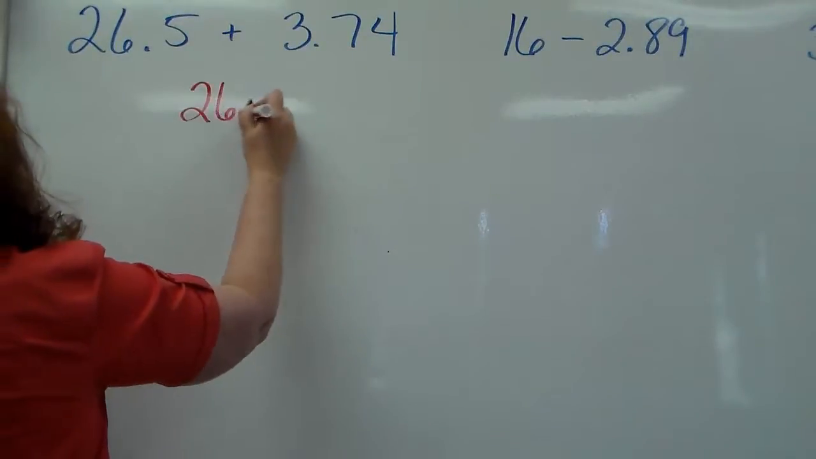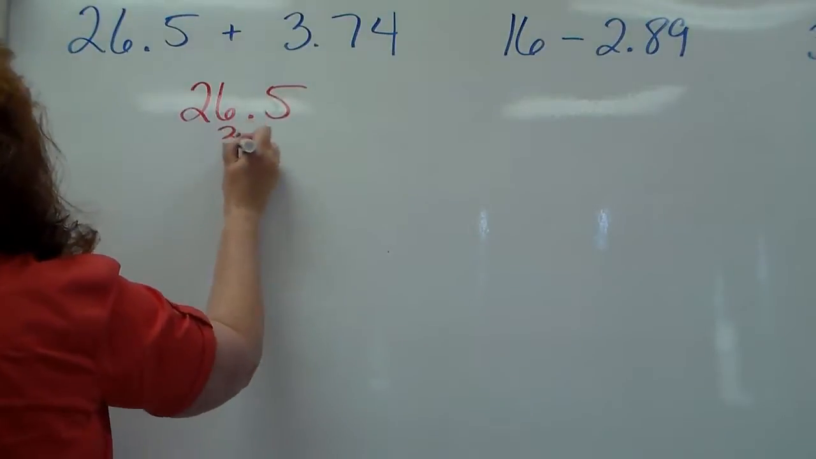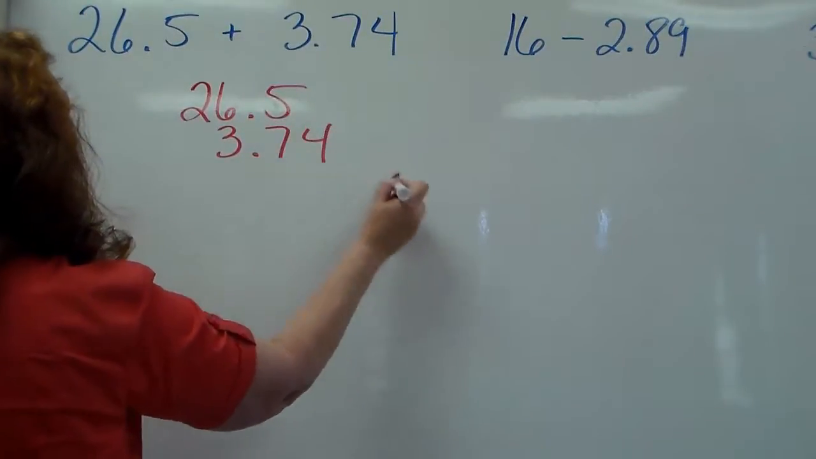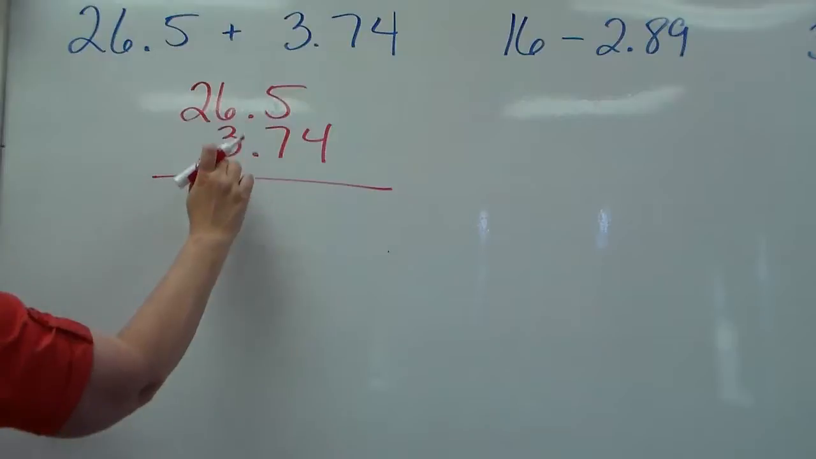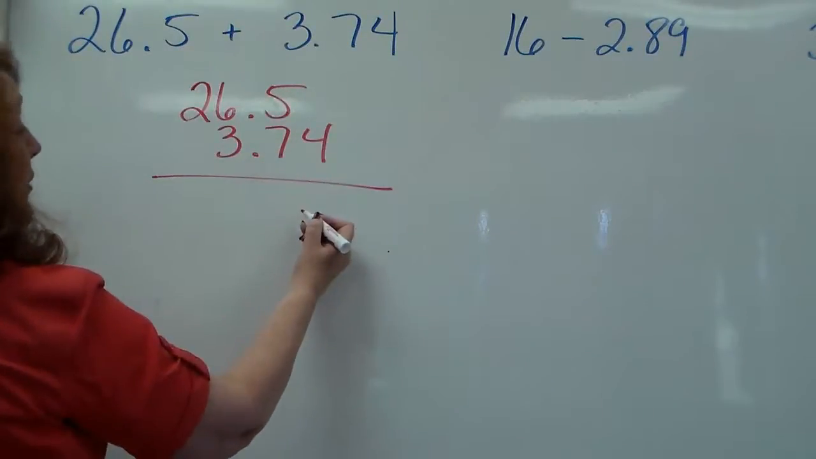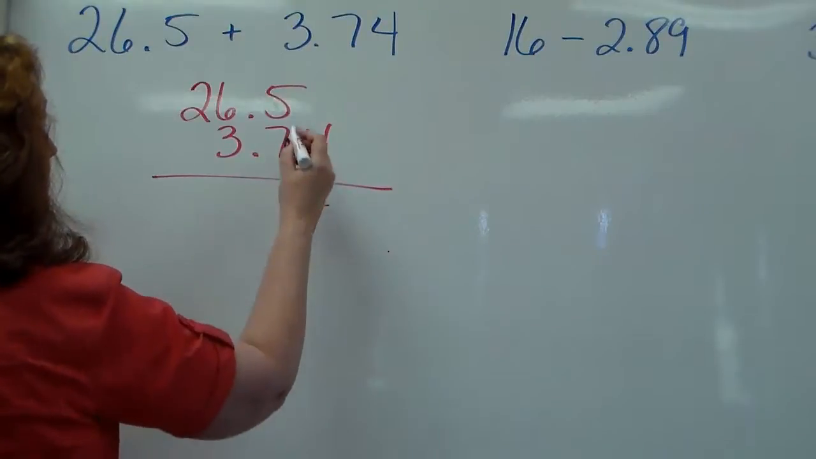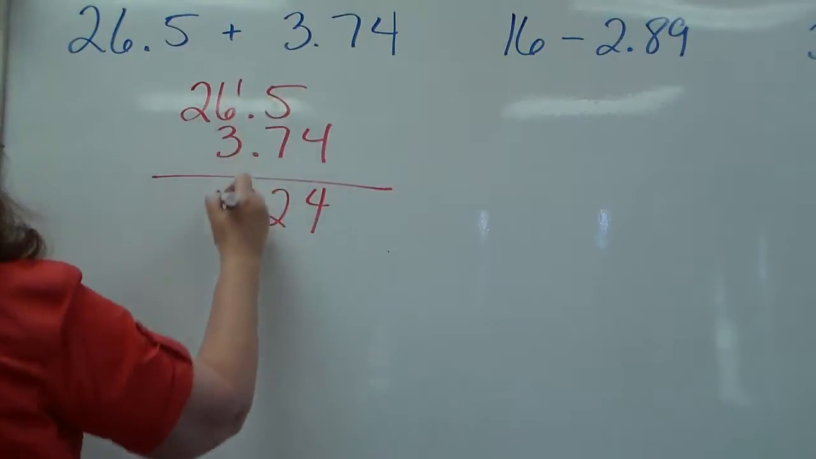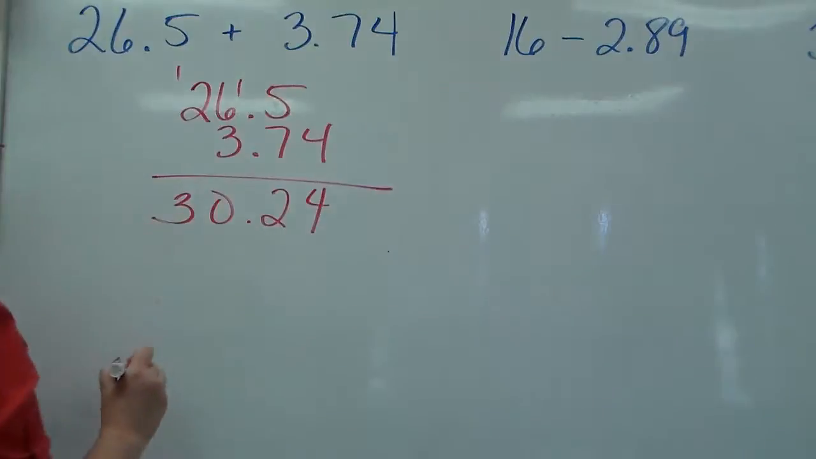So 26.5 plus 3.74, this lines up the ones column and the tenths column very nicely. So now we can just go straight through and add. And we get 30.24.